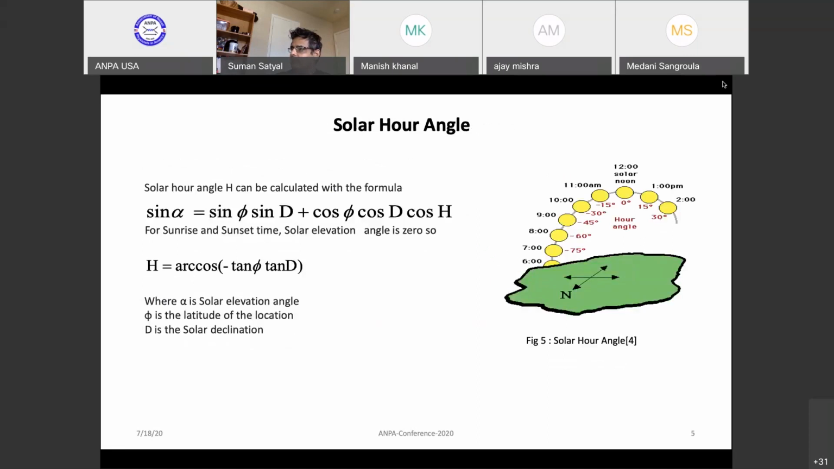Let me elaborate further on the third celestial dynamic, that is solar hour angle. Solar hour angle H is the angle that represents the position of the sun with respect to clock hour and with reference to the sun's position at 12 noon. At the time of sunrise and sunset, the value of solar elevation angle is taken as 0. So we get the required expression of solar hour angle. Phi and d used in this formula indicate the latitude and declination angle.